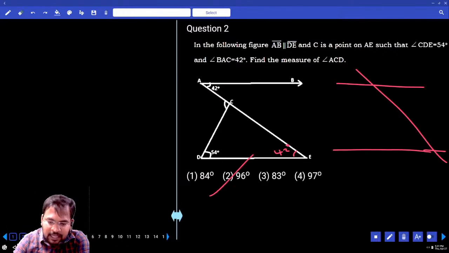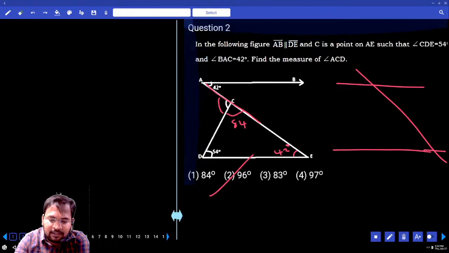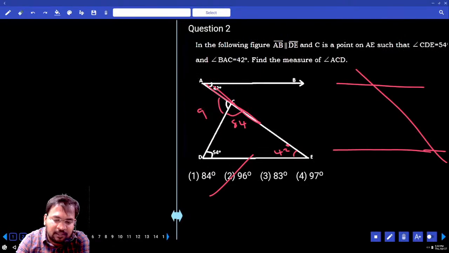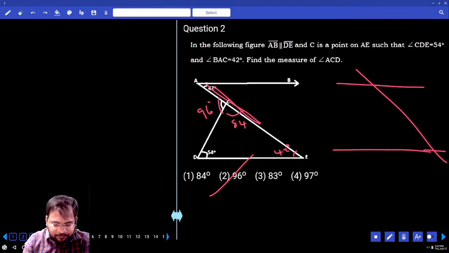Your answer is 96. They are asking this one. We know very well the exterior angle of a triangle is equal to the sum of the opposite interior angles. Otherwise, 54 plus 42 is 96. The remaining angle is 84. So finally, your answer is what? 96. Shall I go for the next question?